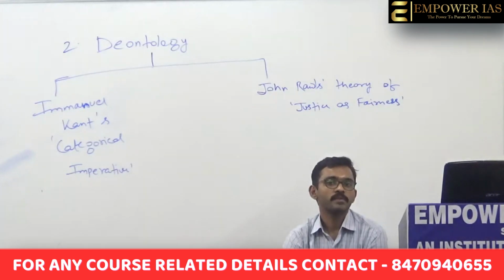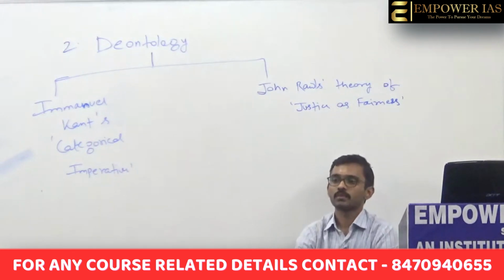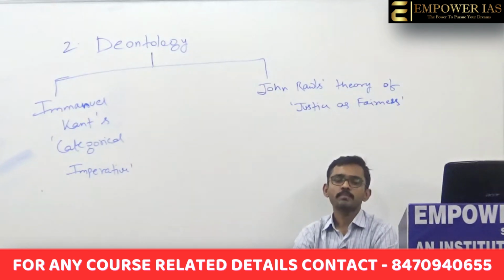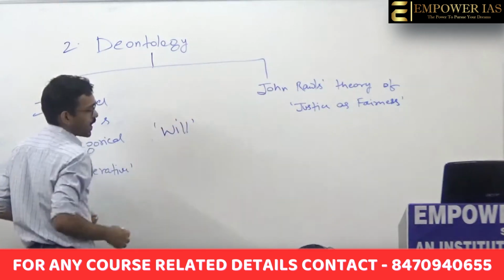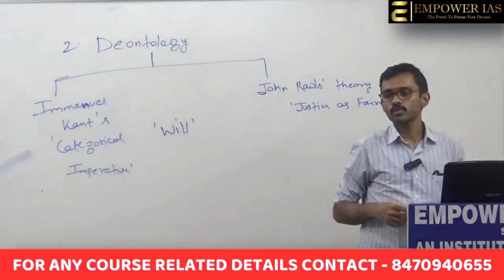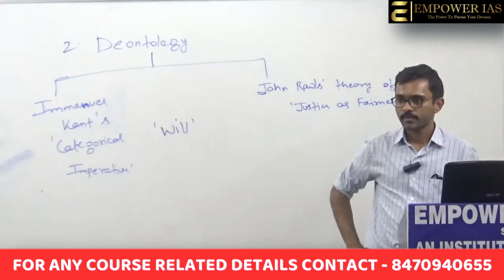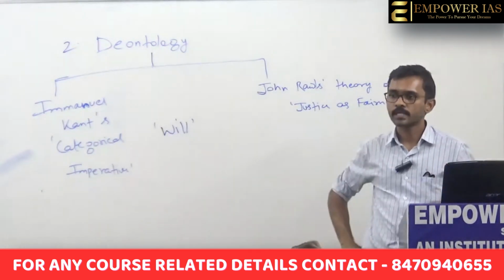There are two principles of categorical imperative. First, the universal law principle. It says that act on the maxim that you will to become a universal law. That you will, W-I-L-L. Act on the maxim that you will to become a universal law. Will means here you are willing to make it a universal law.